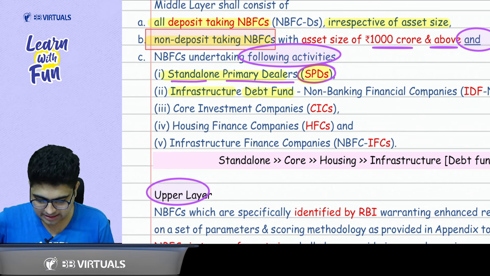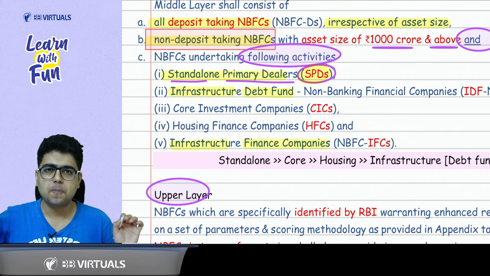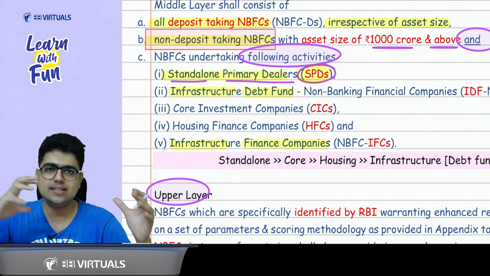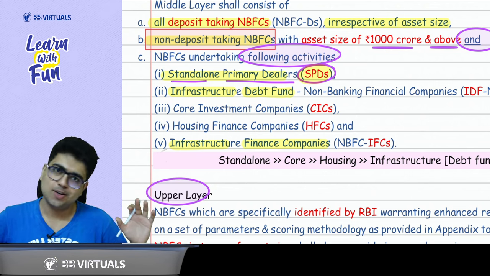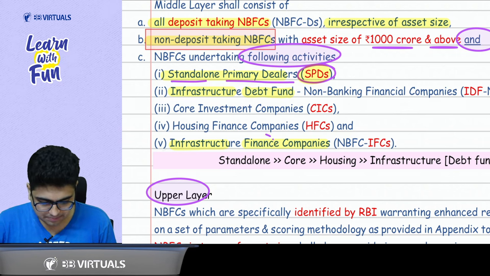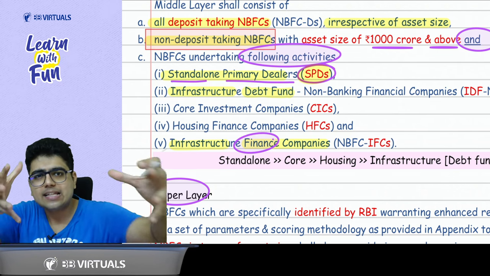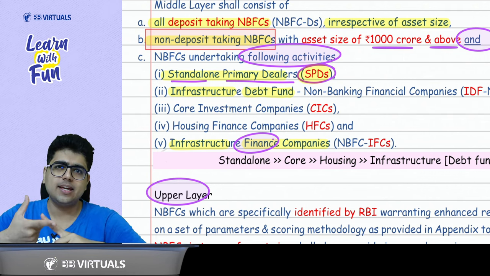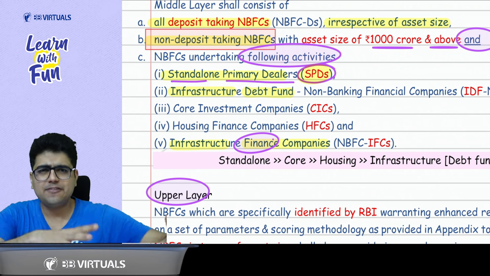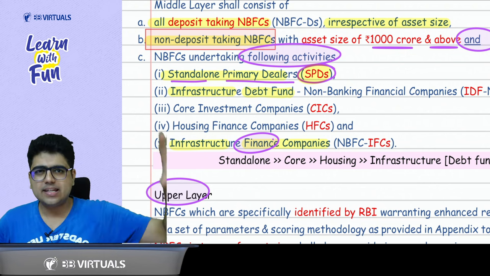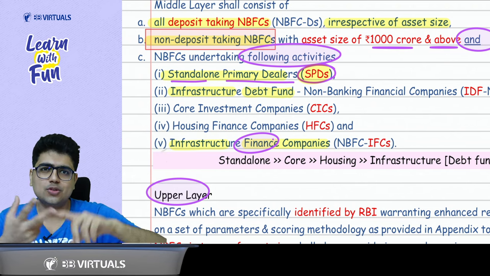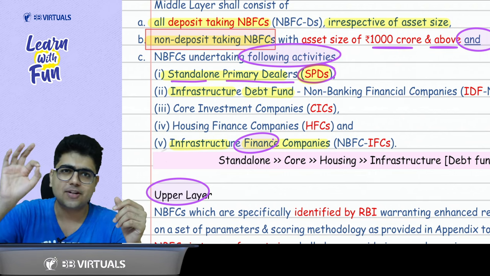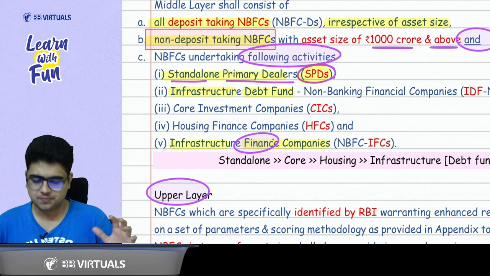Infrastructure debt fund, infrastructure finance companies. So what is the difference between the two? One point is clear. Both of them are dealing in something which is related to infrastructure. Infrastructure finance companies are directly financing those infrastructure projects. Infrastructure means road building, bridges, railway network, buildings and all. For those buildings, roads and bridges, you need funds. So if an NBFC is directly lending for those projects, that is called an infrastructure finance company. Is this part clear? Yes, sir.